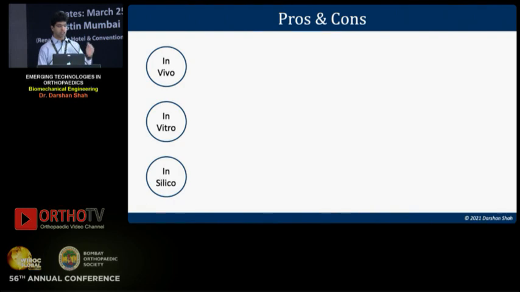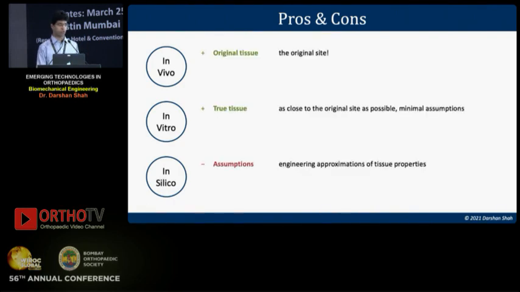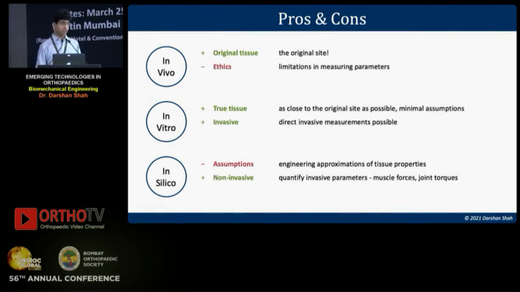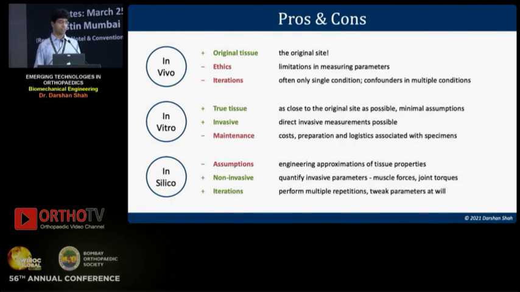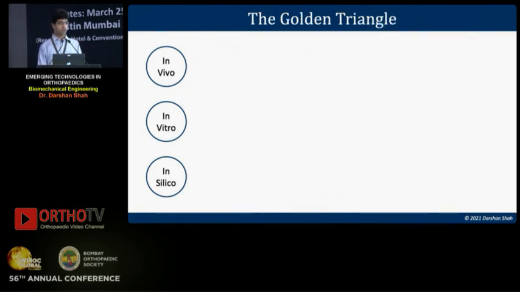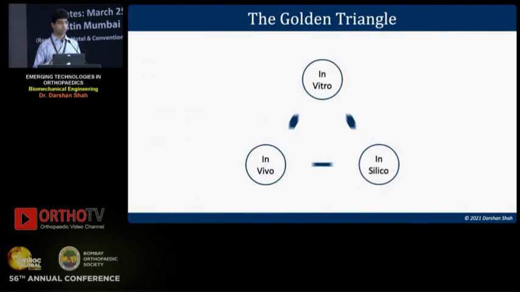So of course, each of these modalities has its own pros and cons. For example, the computational modality has certain assumptions. The in vivo modality, of course, you face a lot of ethical challenges, and the in vitro modality, the cadaveric testing, has a lot of maintenance and logistical challenges that you have to overcome. So essentially, it brings me to this harmonization of these three modalities that one needs to establish whatever research protocol related to surgery one is doing. So this is what I call the golden triangle.